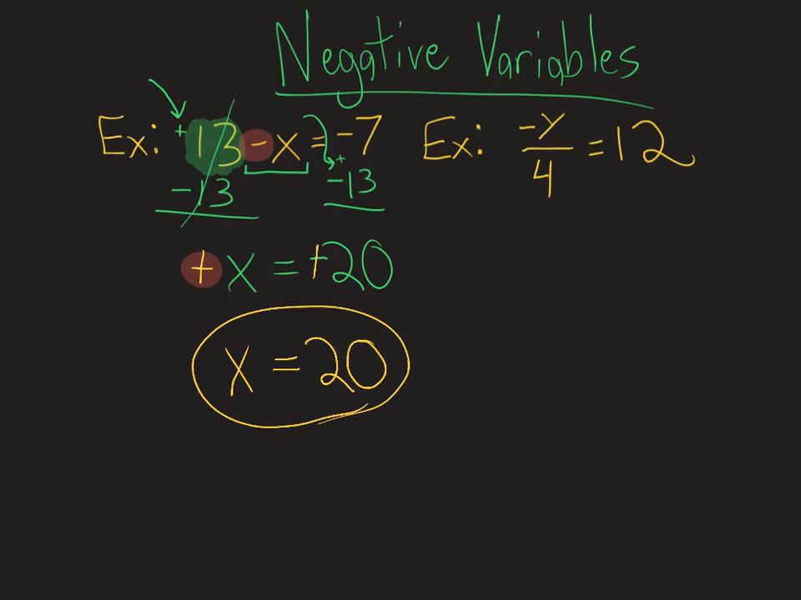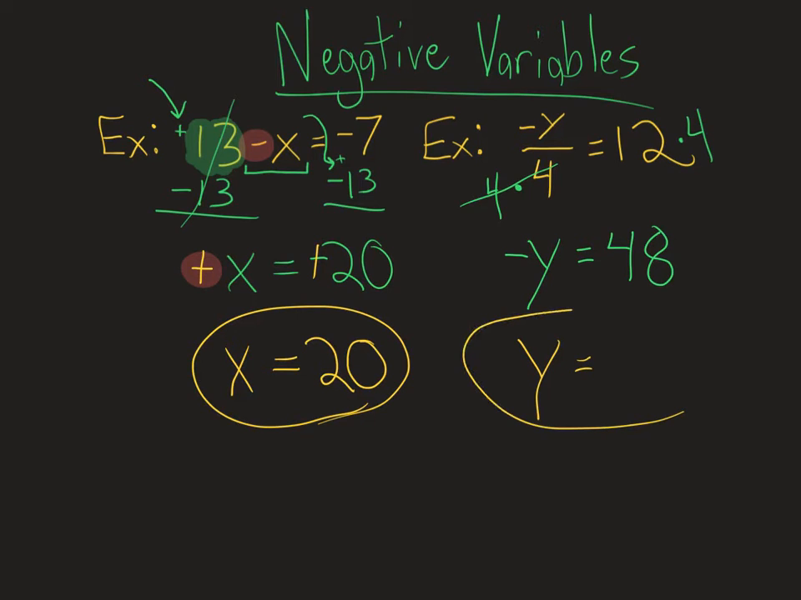Negative y over 4. That 4 is dividing. So to get rid of it, we're going to use the opposite operation. We're going to multiply and do the same on both sides to keep the equation balanced. Now we know to keep the negative with y, and we end up with 48 here. And again, we need to get to a final solution of y, not negative y. And what do you think that's going to be?